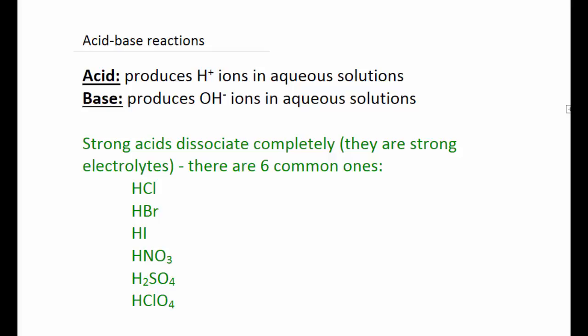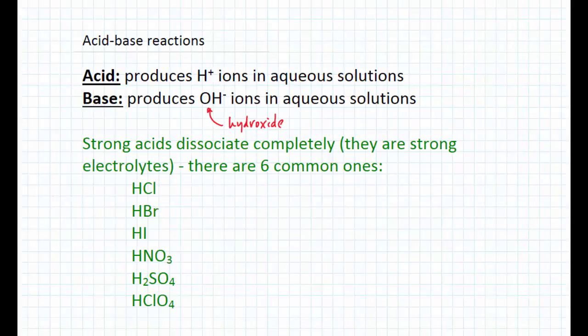Bases produce hydroxide ions in solution. OH minus is a polyatomic ion. It's hydroxide. Okay. It works by dissociation in a very similar way for hydroxides, but there are other bases that have a couple more steps to them that we won't worry about now.